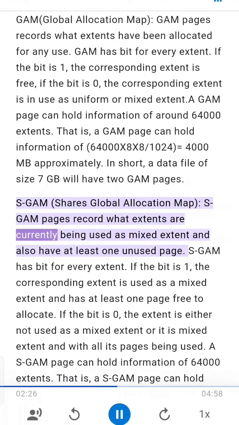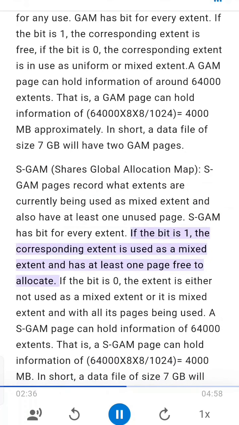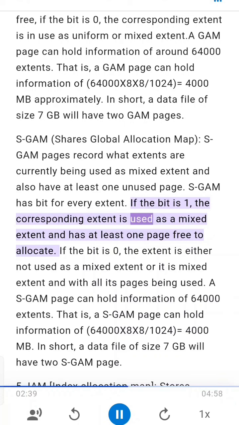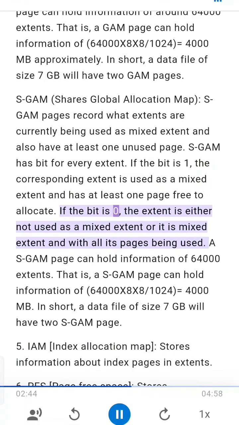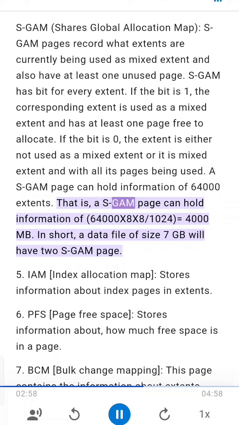SGAM pages record what extents are currently being used as mixed extents and also have at least 1 unused page. SGAM has a bit for every extent. If the bit is 1, the corresponding extent is used as a mixed extent and has at least 1 page free to allocate. If the bit is 0, the extent is either not used as a mixed extent, or it is a mixed extent with all its pages being used. An SGAM page can hold information of 64,000 extents. That is, an SGAM page can hold information of 4,000 megabytes. In short, a data file of size 7 gigabytes will have 2 SGAM pages.